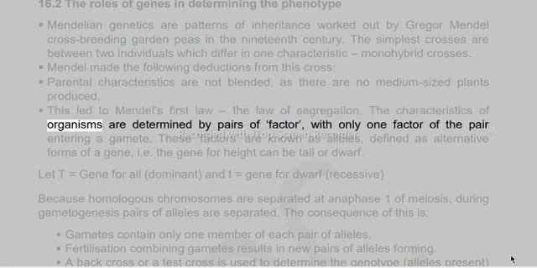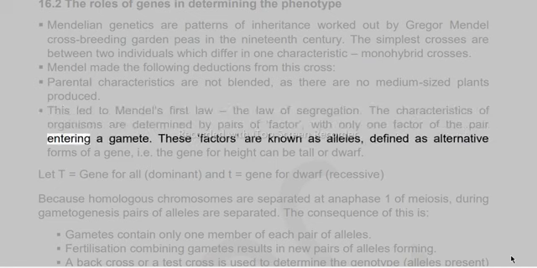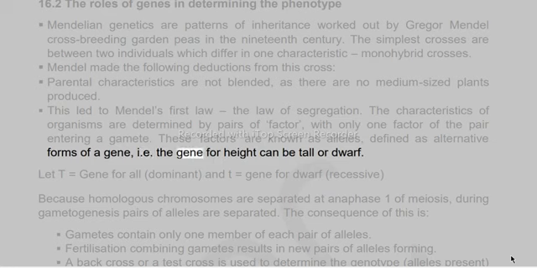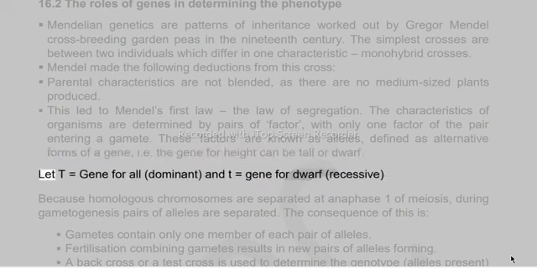The characteristics of organisms are determined by pairs of factors, with only one factor of the pair entering a gamete. These factors are known as alleles, defined as alternative forms of a gene, i.e. the gene for height can be tall or dwarf. Let T equal gene for tall, dominant, and t equal gene for dwarf, recessive.